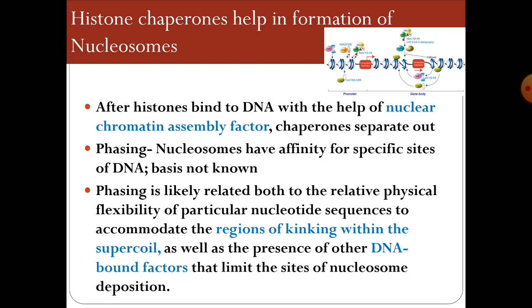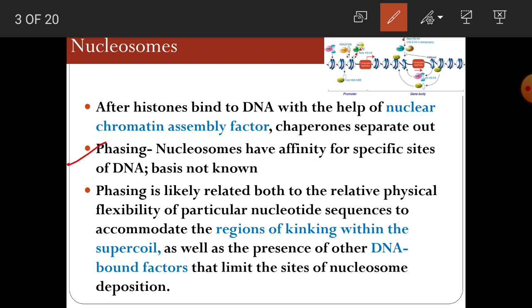Now, there is a term known as phasing. What is this phasing? These nucleosomes have affinity for specific sites of DNA, but why it is so, the basis is not known. That means some task for you people to do in the future. Now, what is the significance of this phasing? The phasing is likely related both to the relative flexibility of a particular nucleotide sequence to accommodate to the regions of kinking within the supercoil, as well as the presence of other DNA bound factors.